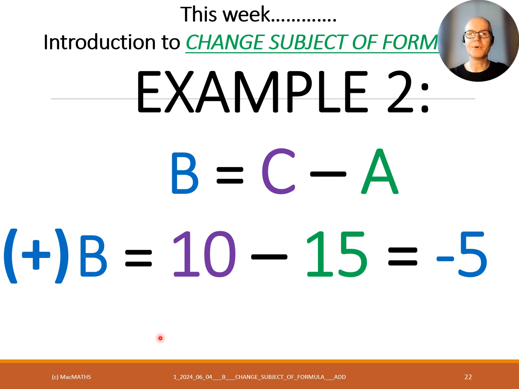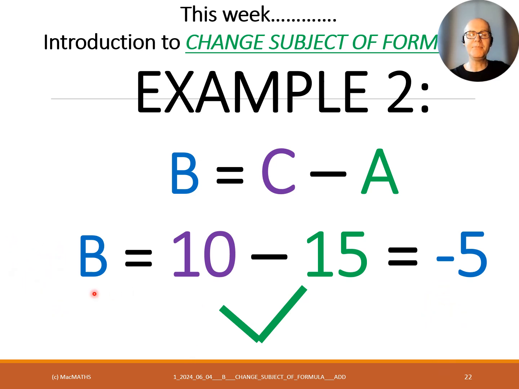Let's look at this example. B equals C minus A, where C is 10 and A is 15. When you work out this formula, it ends up being a negative number, so that's okay. It's okay for your answer to be negative. You just can't have your subject having a negative number to start with.